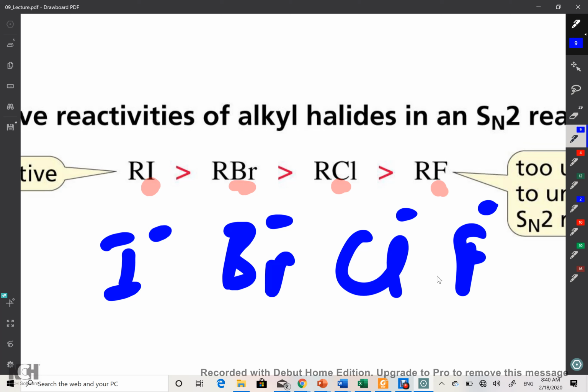And I minus is an example of a weak base. F minus is a stronger base. I minus is a weak base. And remember, weak bases react slower compared to strong bases. So because I minus is a weak base, it means that I minus is more stable. Is that okay, guys? How do I know that I minus is a weak base? How do we know that?